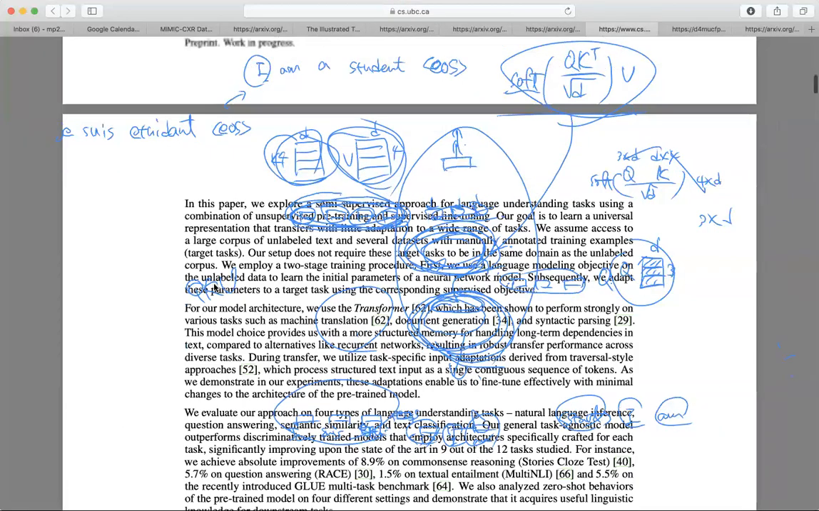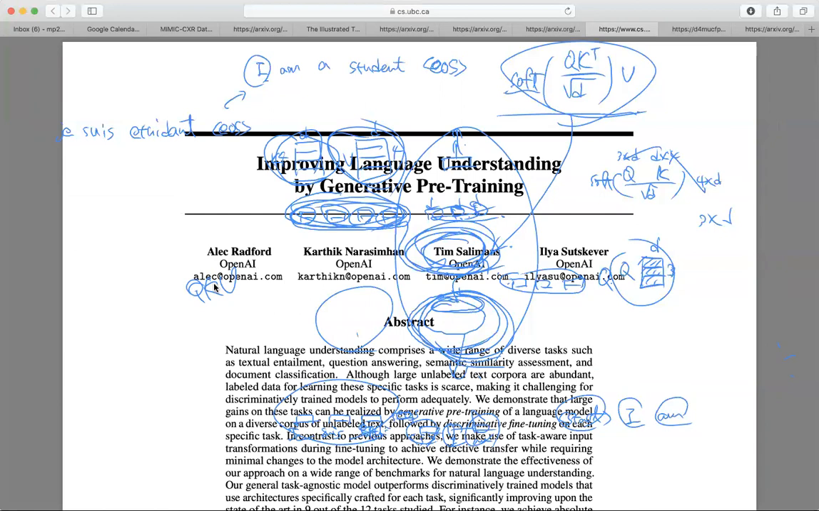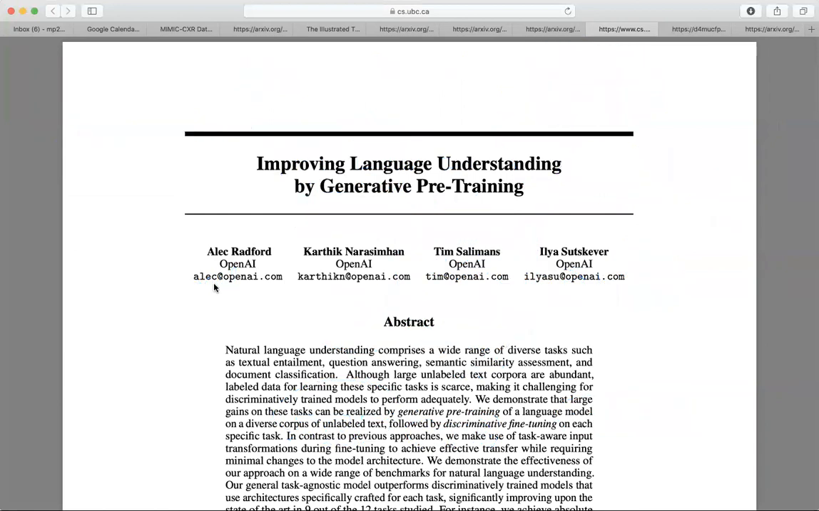Actually, historically, there are 3 GPTs. Actually, let me just erase all of this. Historically, there are 3 GPTs. The first is GPT-1, then GPT-2, and then GPT-3. GPT-3 was announced, I think, 3 weeks ago. GPT-2 was announced sometime last year, and GPT-1 was announced sometime in 2018.